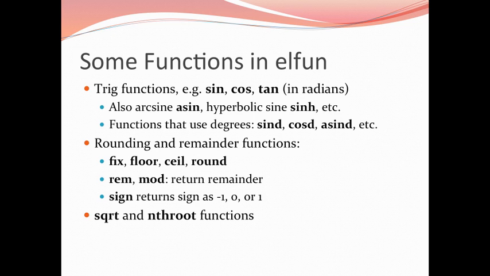There are rounding and remainder functions, fix, floor, ceil, and round. There are functions that return remainder, rem and mod. And the sign function returns the sign of an argument. If the argument is positive, it returns +1. If it's 0, it returns 0. And if it's a negative number, it returns -1. So it returns either a -1, 0, or 1. And there are also square root and nth root functions.